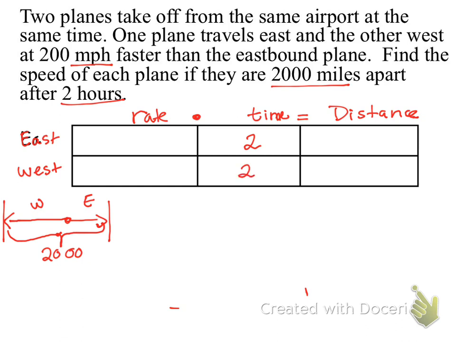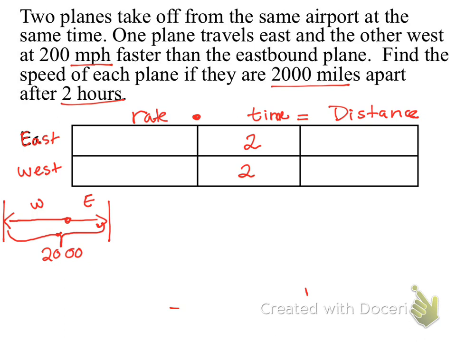Let's look at this. Can I get somebody to come here? We're gonna act this out. So you on the recording, I don't know how to do this, but you can listen to us. We're going to walk this out. Come here. You're going to be the fast plane. Okay? You're the faster one. Are you east or are you west? West. West is going faster.